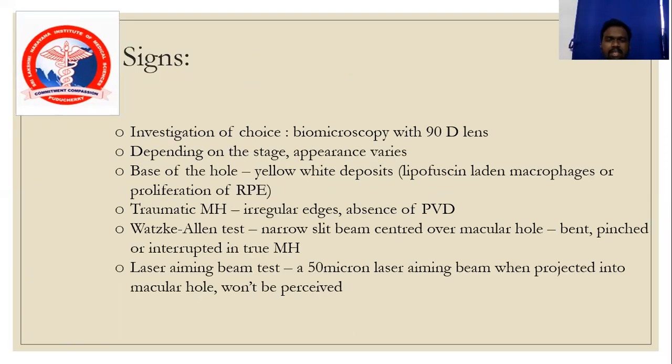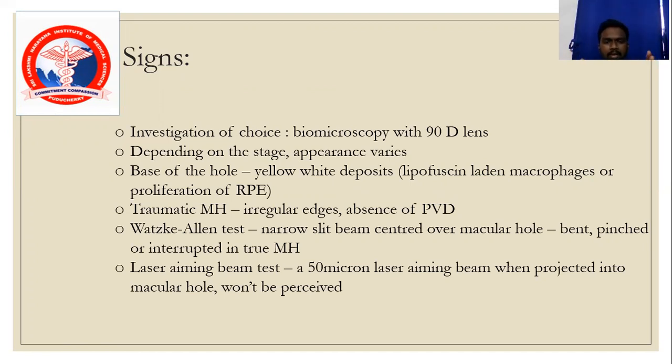Quickly moving on to the signs of macular hole, the investigation of choice that we do in all patients who have a suspected macular hole is viewing the fundus using a slit lamp biomicroscopy with a handheld plus 90 diopter lens or a 78 diopter lens. Depending upon the stage of the macular hole, the appearance of the macular hole that we view in the slit lamp biomicroscopy varies. So how do we see a macular hole in a 90 diopter examination?